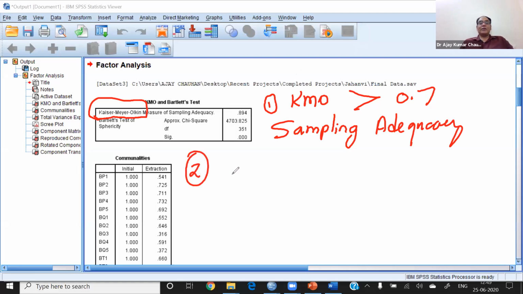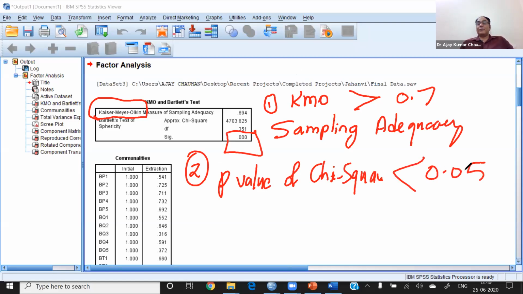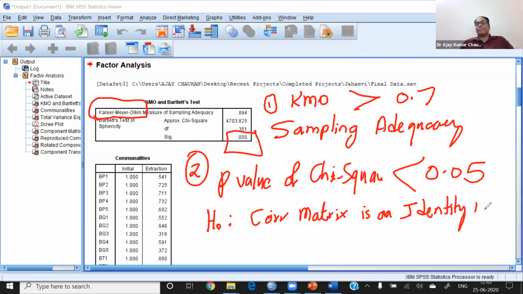The second point to check is the p-value of chi-square, which should be less than 0.05, right? The null hypothesis of the Bartlett test is that the correlation matrix is an identity matrix. Because the p-value is less than 0.05, we reject this null hypothesis. I hope you understand the meaning of this table.